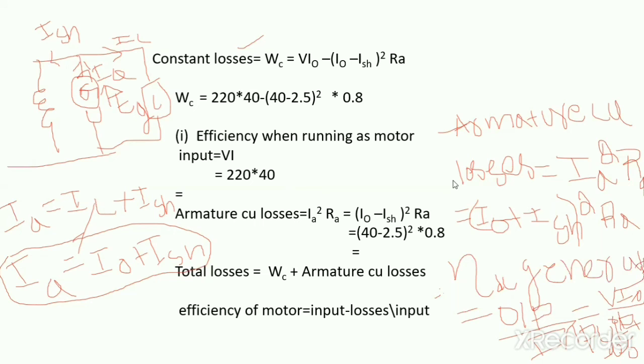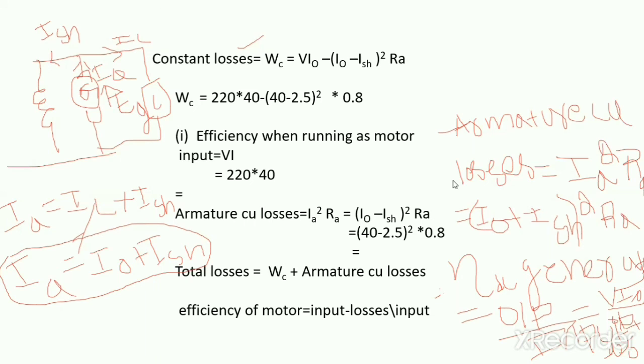First of all, what is meant by Swinburne's test? It is an indirect test. Without applying the load, we determine the efficiency. This method of determining the efficiency is known as predetermination of efficiency. By using this test, we can easily calculate the efficiency as a motor and as a generator at full load, half load, and 3/4 load.